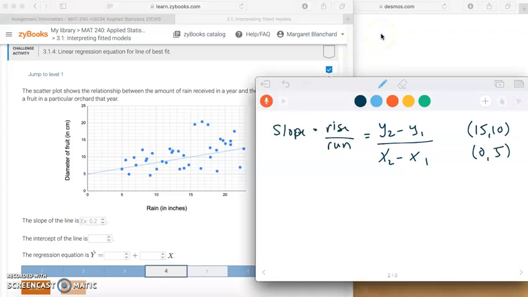So when we come over here to put this into our slope formula, remember this is our point 2 and this is our point 1. So we're going to start with y2 minus y1 over x2, which is 15, minus x1. So that gives us 5 over 15, which is about 0.33. Remember, that's 1/3, which is about 0.33.